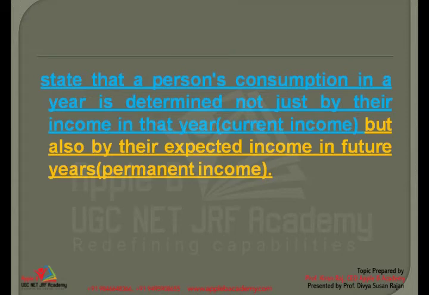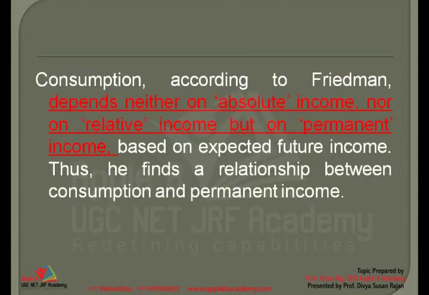Now, the one thing that the theory states is that a person's consumption in a year is determined not by just their income in that current year, or the current income, but also by the expected income in the future years, which is referred to as the permanent income in this case. So consumption, according to Friedman, depends neither on absolute income nor on relative income, but on permanent income. Now, this permanent income is based on expected future income. Thus, he tried to find out the relationship between consumption and that future income that is expected by every individual, which is termed as the permanent income.